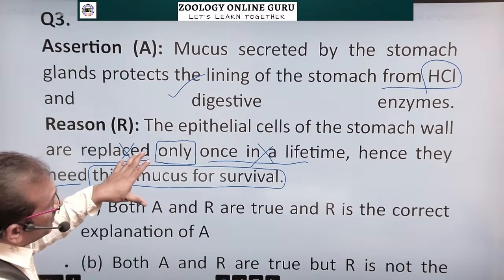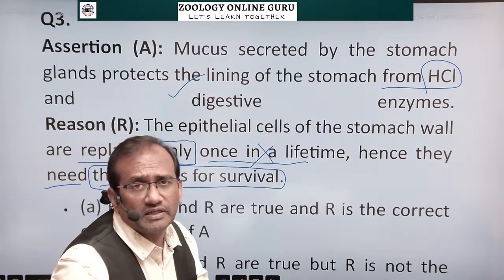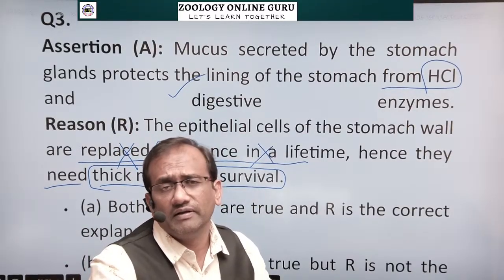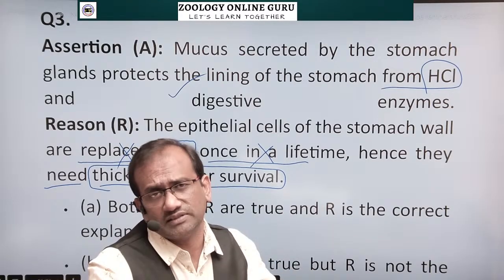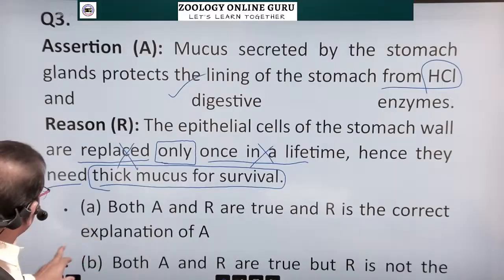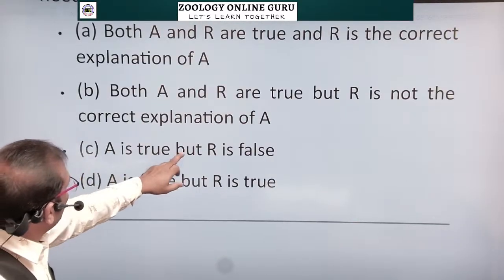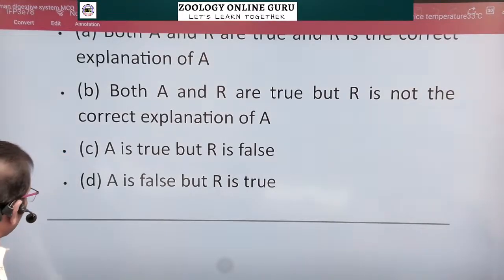So in the stomach, the cells are present. They are killed or removed, mechanically or by the HCl activity, by pepsinogen, whatever activity, and once again they are creating new cells. So here A is correct and R is false. A is true but R is false. So option C is our answer.